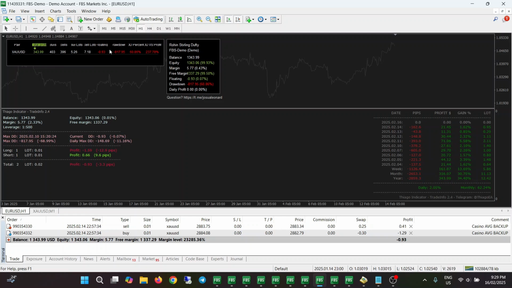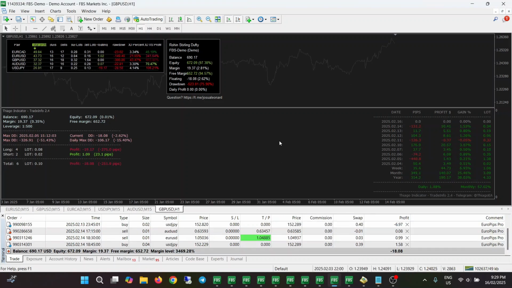So the drawdown to profit ratio is 237%, which is terrible. And yeah, its max drawdown was 817. So would I trade this live? I'm going to say that's a no. This is definitely a no. And yeah, it is a casino. It's a casino EA.